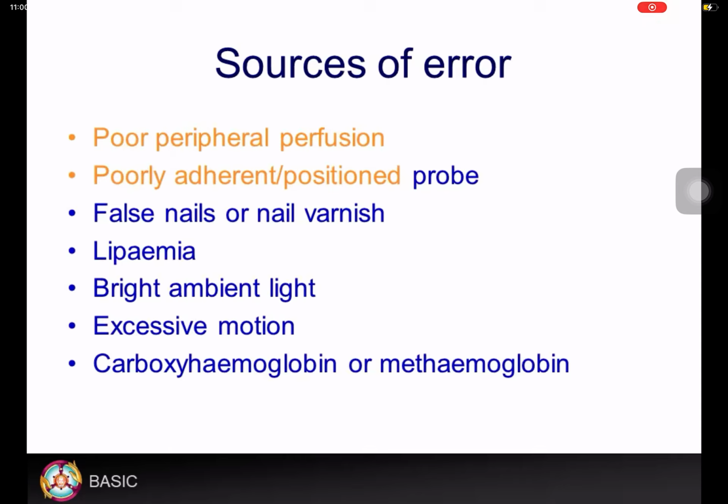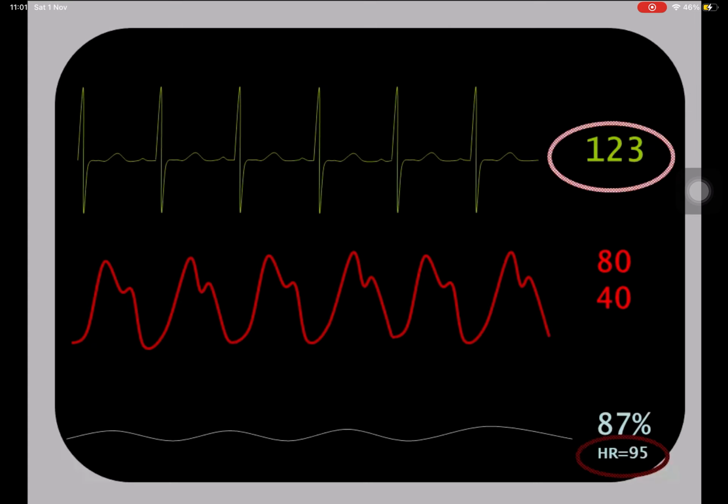There are a number of sources of error in pulse oximetry, of which the two most common are poor peripheral perfusion and a poorly adherent or positioned probe. Both of these errors can be detected with fair reliability by comparing the pulse rate detected by the pulse oximeter with the heart rate determined from the ECG. If there is a significant discrepancy, the oxygen saturation estimated by pulse oximetry is probably inaccurate. It is also important to be aware that saturation may remain normal in the face of significantly impaired ventilation, particularly if the patient is receiving oxygen therapy.